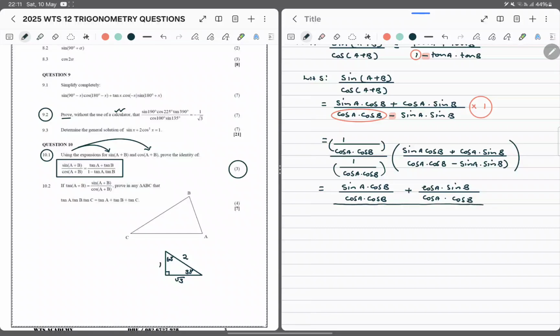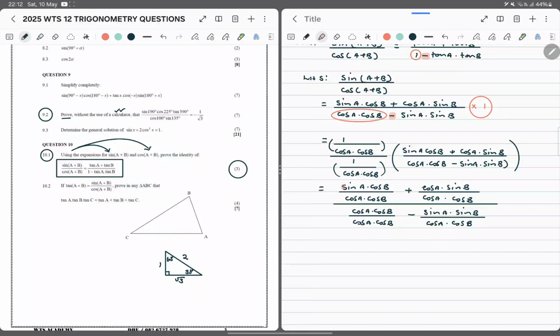Now all of that is divided by, again we do that, this multiplied by the first term, it's just going to be cos A cos B divided by cos A cos B, minus that multiplied by the next term is going to be sine A sine B divided by cos A cos B. Nice and easy.